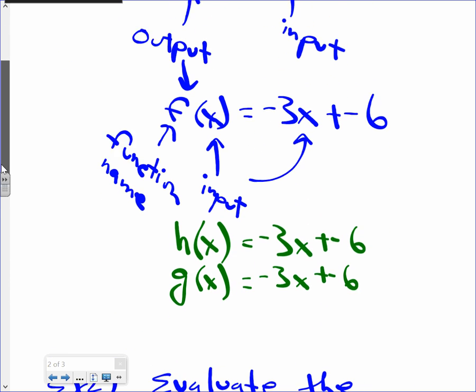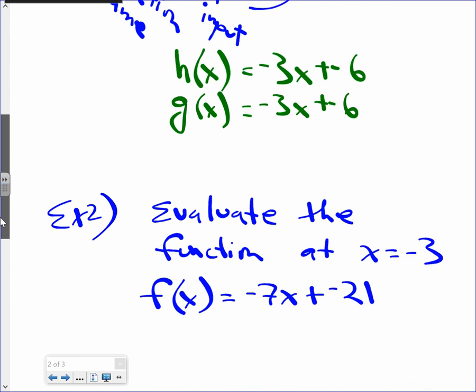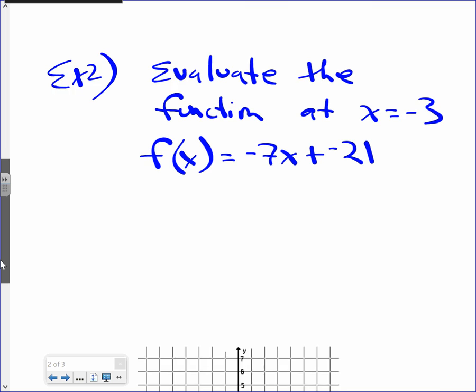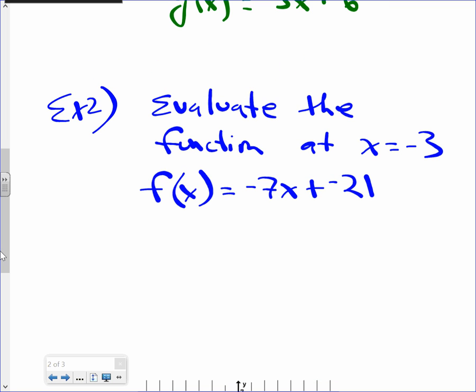Now, I'm going to write an example 2 now. Evaluate the function at x equals -3, and I gave you a linear function there. Going to write f of x equals -7x plus -21, please. This is example 2. Again, this is all in your graph paper. We're going to get to a graph shortly.